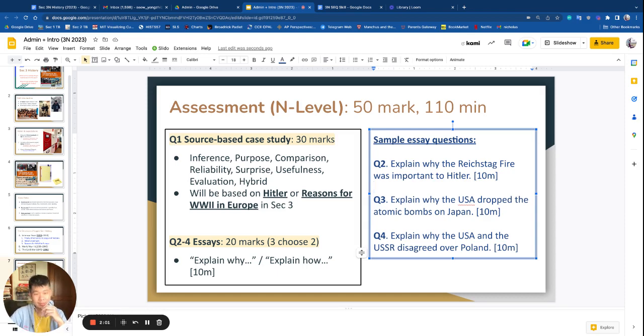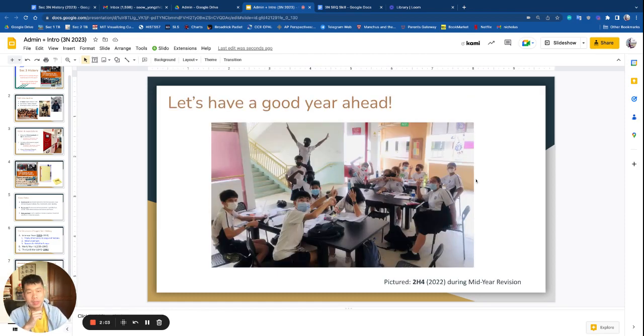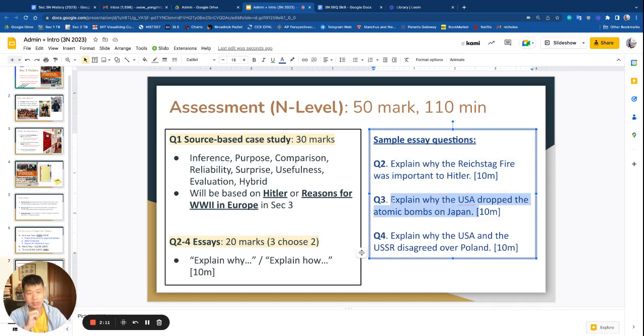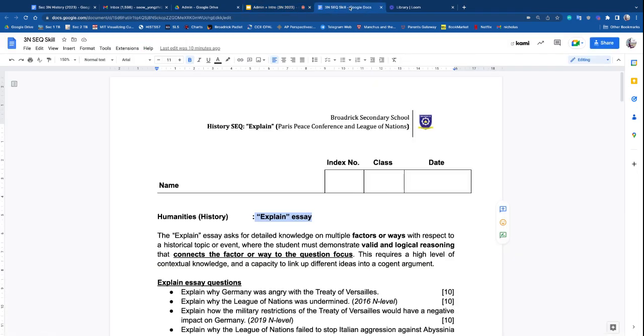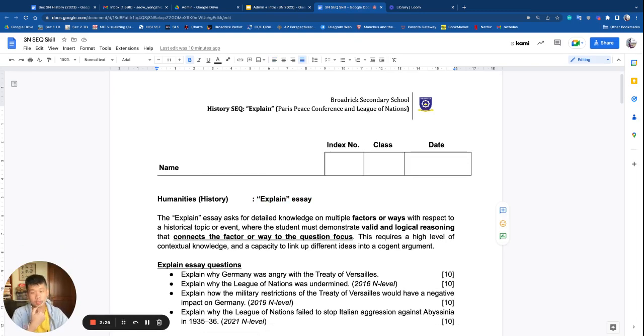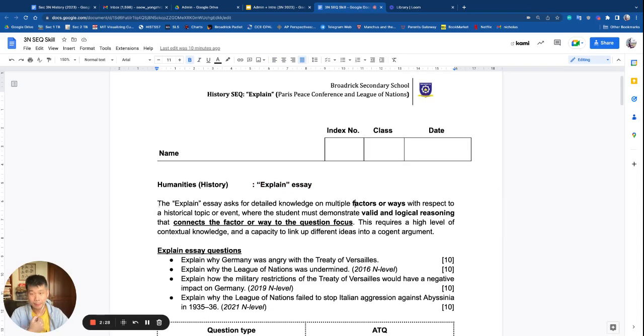So an example explain question could be, explain why the Reichstag fire was important to Hitler, or explain why the USA dropped the atomic bombs on Japan. Okay, so let's now proceed to the lesson, and let me teach you how to do an explain essay. So you should have this worksheet with you, a highlighter and your writing materials. And let's start by understanding what an explain essay is.